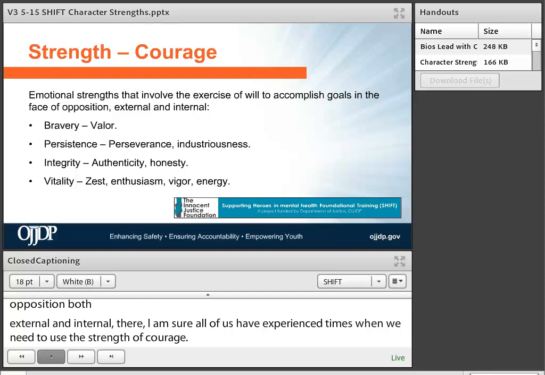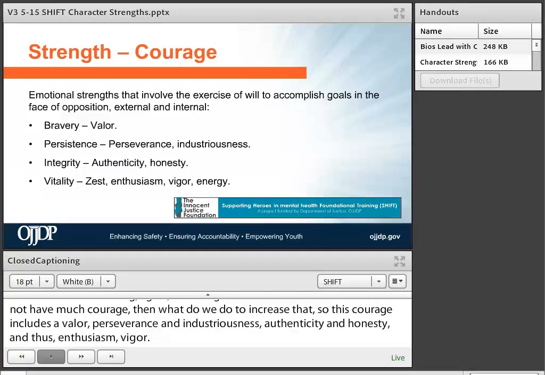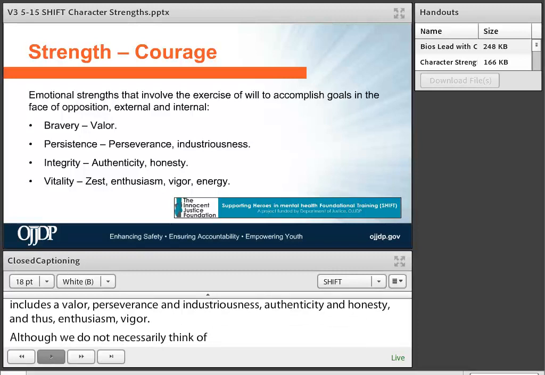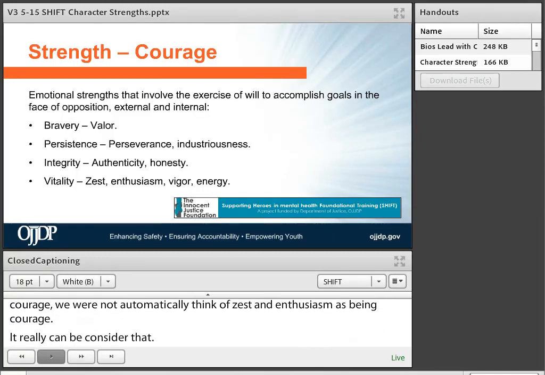So although we wouldn't automatically think of zest and enthusiasm as being courage, it really can be considered that. So if you have a challenge, maybe you're going to be speaking in public for the first time, you might think that that takes a lot of courage, but I don't have courage. But if you have enthusiasm, if you feel strongly about the topic, if you feel like it's important that you get that message across, that would be considered courage.